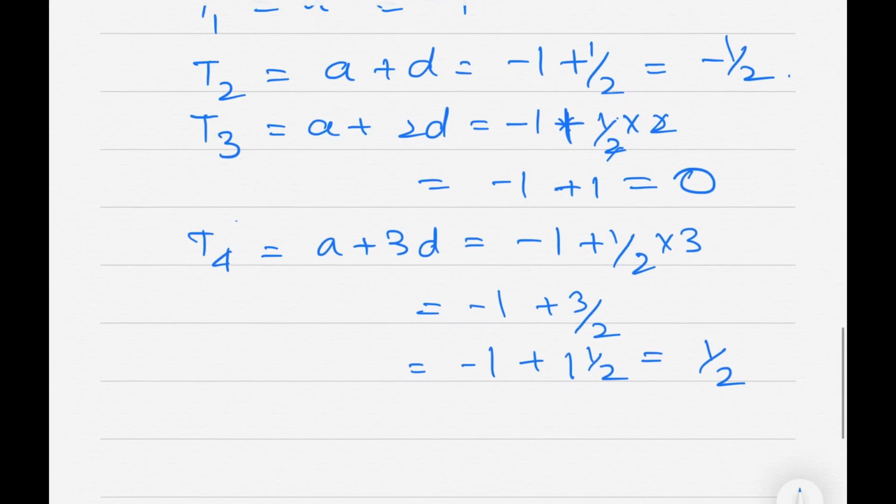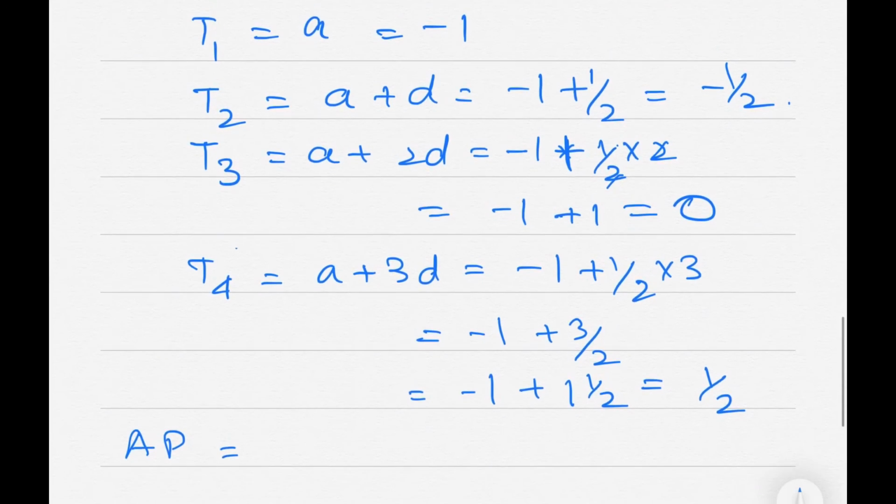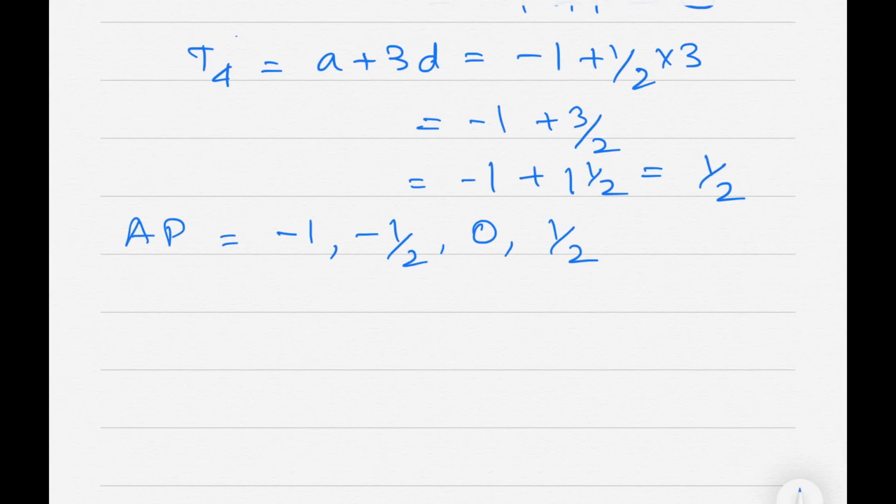Okay, so therefore my AP becomes: first term is equal to minus 1, then I have minus half, and then I have 0, then I have half. So each time half has been added to it, right? So these are my first four terms of the AP. Now let's move to the next one.